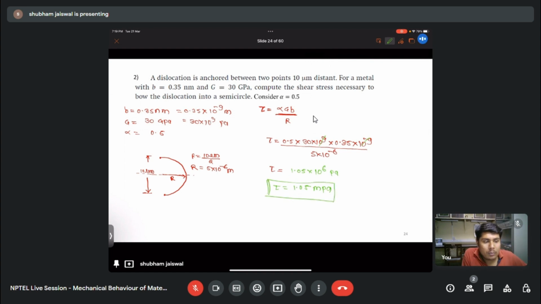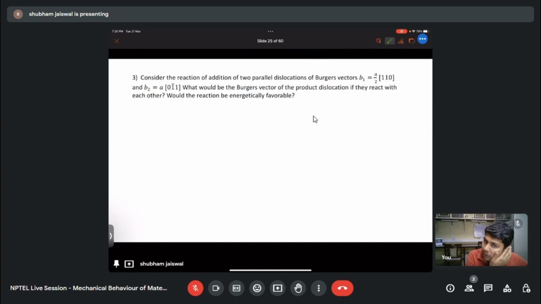Okay, this is the second question. It's very simple. The hint was given in the problem that both the dislocations form a semicircle. So with this statement we find out the radius r, which means the radius of curvature. Now coming to the next question.